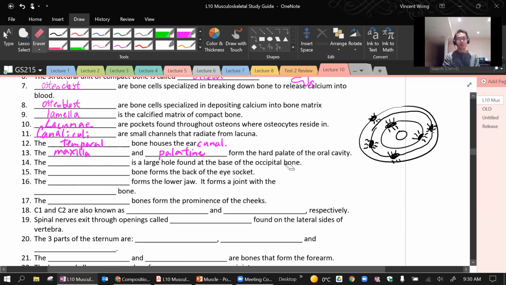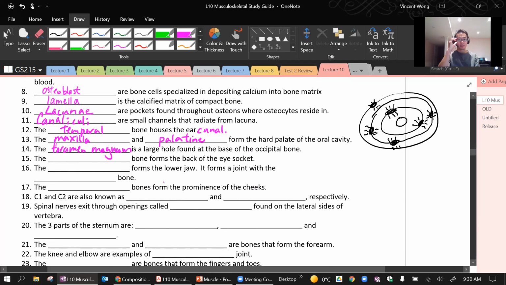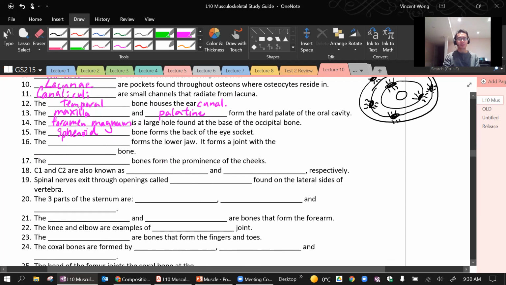A large hole found at the base of the occipital bone, that is the foramen magnum. Big hole, that's basically what it means. The something bone forms the back of the eye socket: sphenoid, the butterfly-shaped bone where all other bones connect to.